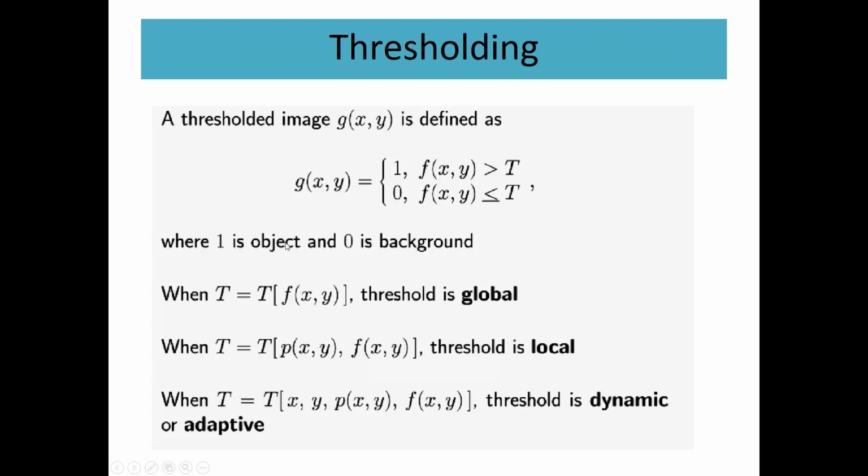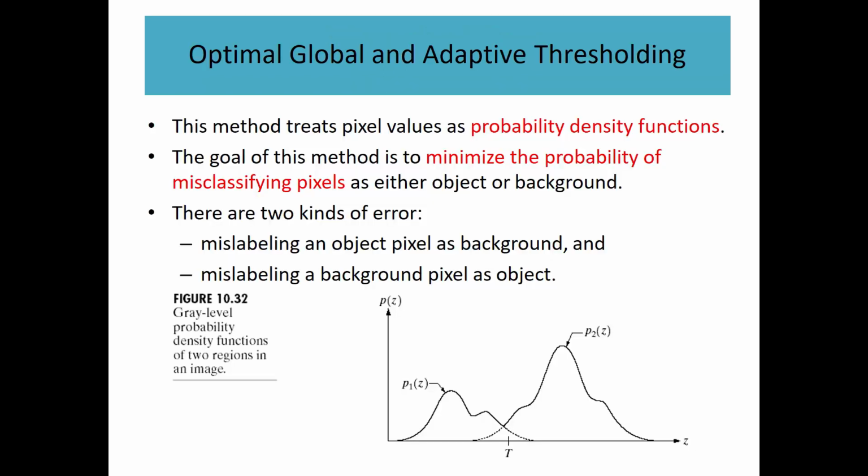So now we can classify thresholding into three types. If the threshold T only depends upon the intensity value of that particular pixel, then it is called global thresholding. If it depends upon the intensity value of that particular pixel as well as the neighbor pixels' intensity values, then it is called local. And if it depends upon the neighbor pixel intensity values, the location of the pixels and the intensity of the pixel, then it is called dynamic or adaptive thresholding.